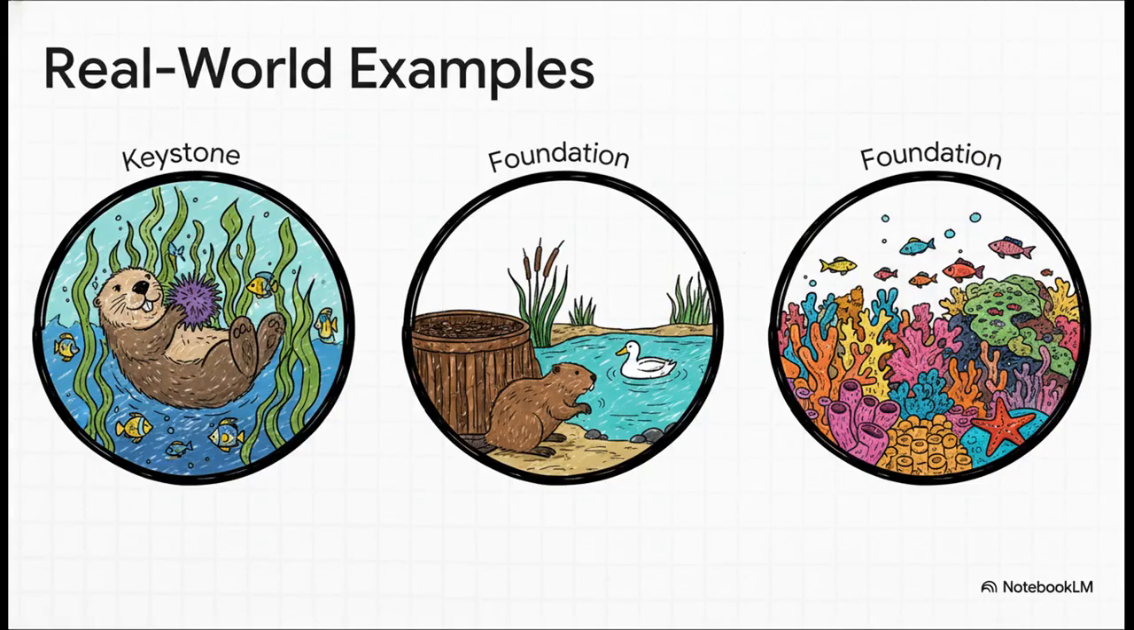Let's make this crystal clear with some real-world examples. Sea otters, a textbook keystone species. There aren't that many of them, but because they eat sea urchins, they save entire kelp forests from being wiped out. Now, beavers and corals, they're foundation species. Beavers literally build dams and create brand new pond ecosystems. And corals build reefs, the actual physical structure that thousands of other species call home.